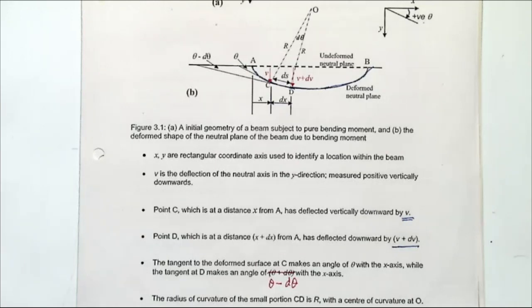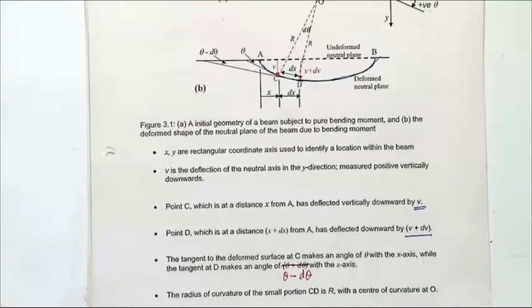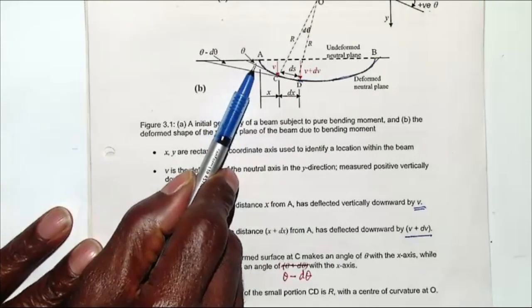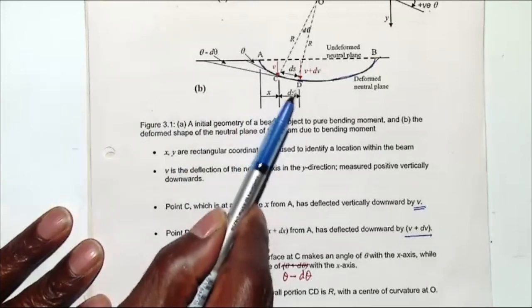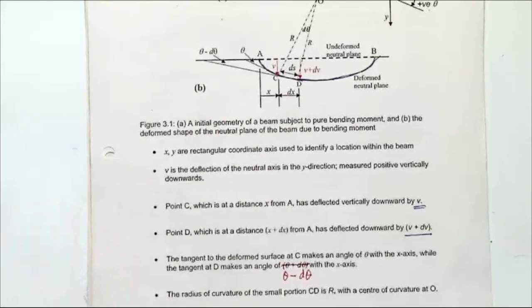self-explanatory. So if you look at the one in red, you might want to change that there. That should be theta minus d theta, not theta plus d theta in your notes. So if I look at point C and I draw a tangent to where point C is, that gives me the magnitude of the rotation. So that is the angle theta. If I draw a tangent at point D, that angle has decreased by a small amount d theta. So that is all I need to relate the movement downwards to the actual magnitude of the bending moment.